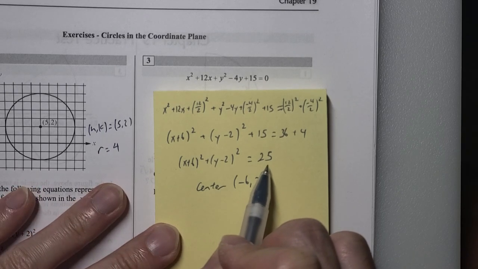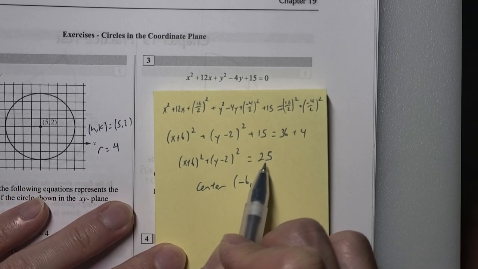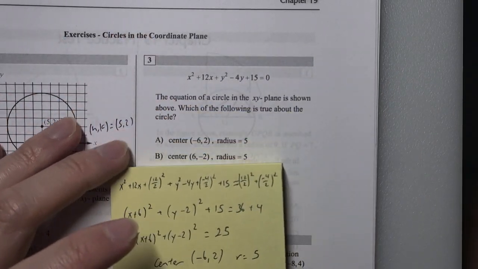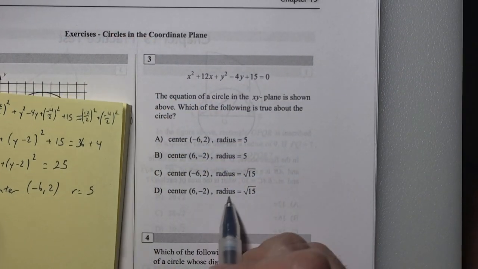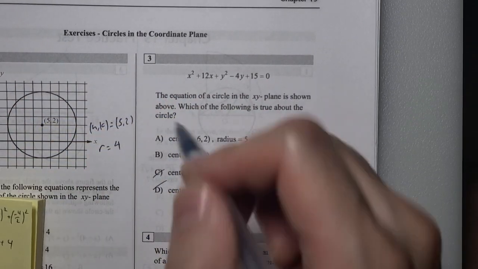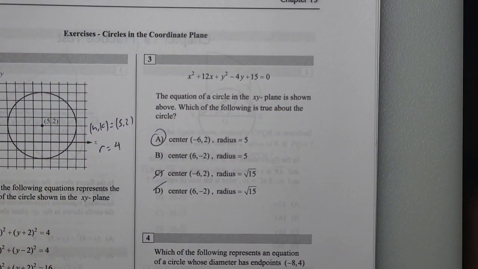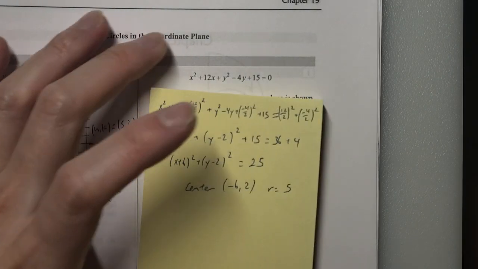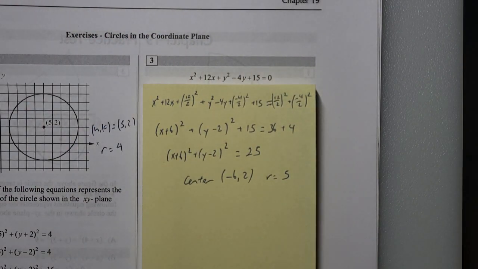Your r is, this is r squared. So what's the square root of 25? That is 5. So r equals 5. We can eliminate these two. Center is (-6, 2). Answer is A. Okay, let me show this again a little more time.